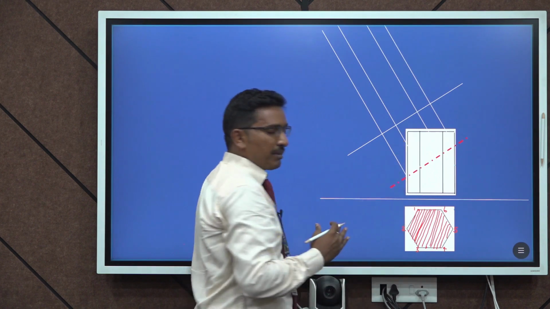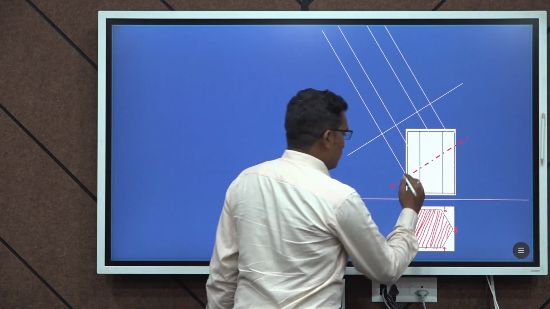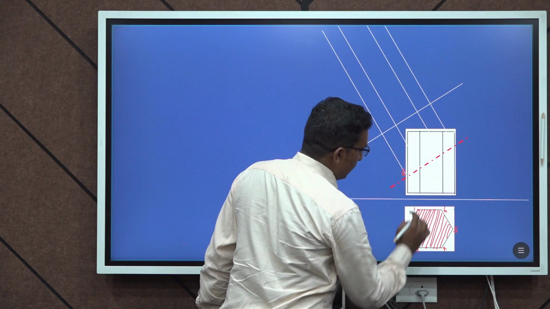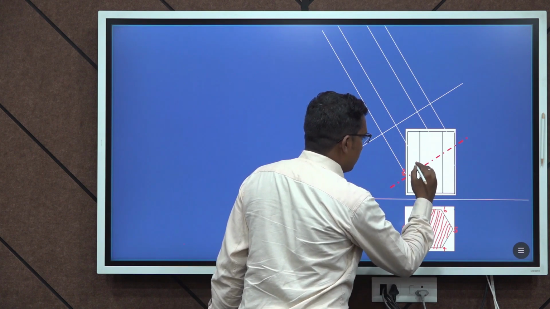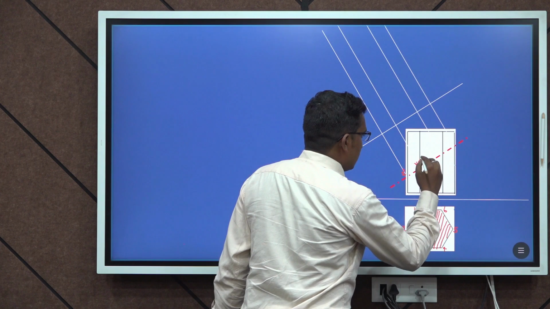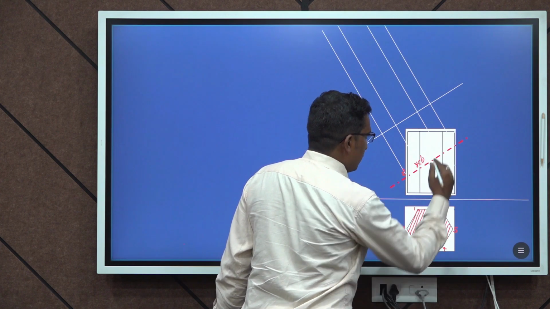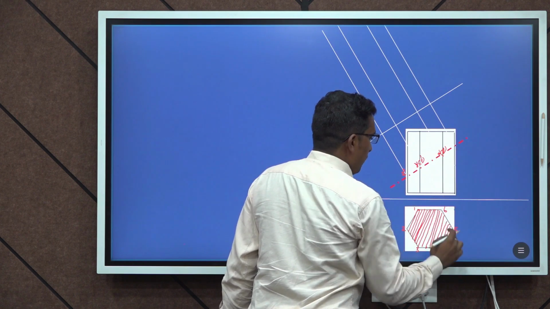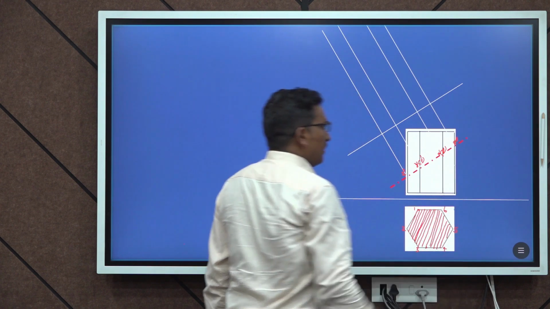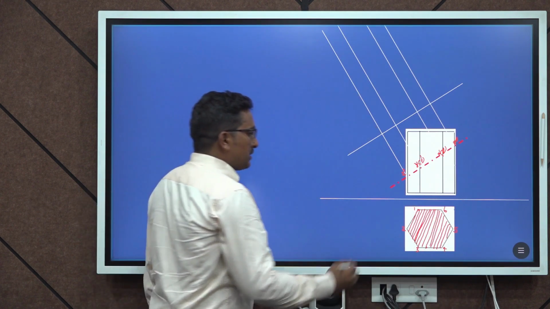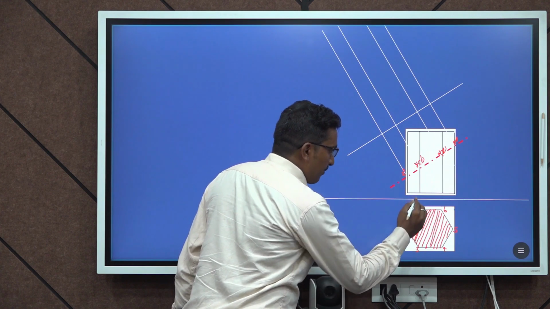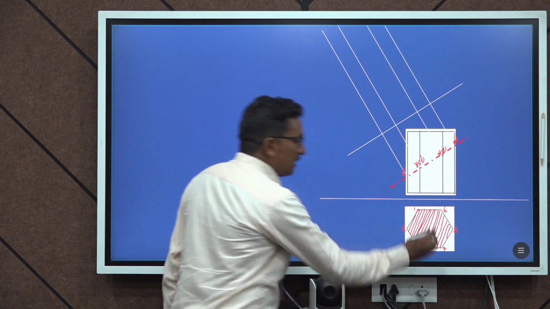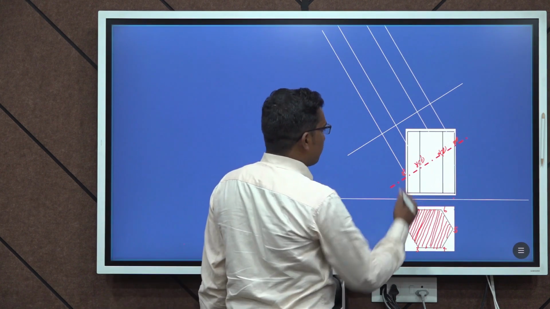Same thing I am going to represent in the front view. So here 2 dash, and then from here, first of all you will see 3 dash, and then 1 dash is invisible, and then from here 4 dash, and 6 is invisible, and then 5 dash. Now we have to measure the distance from the reference line to here, and reference line to here, reference line to here, reference line to here. So we have to measure all 6 dimensions from the reference line.